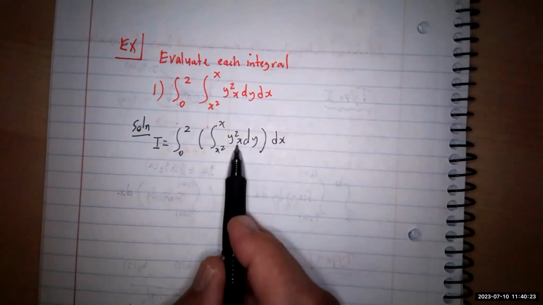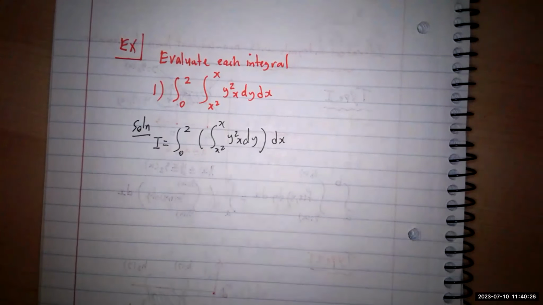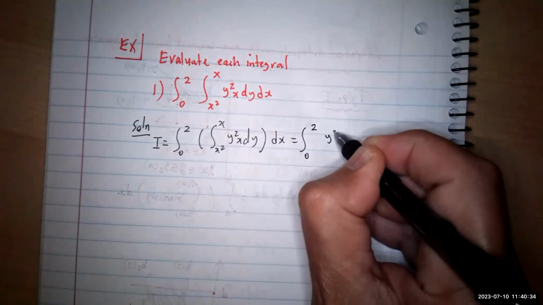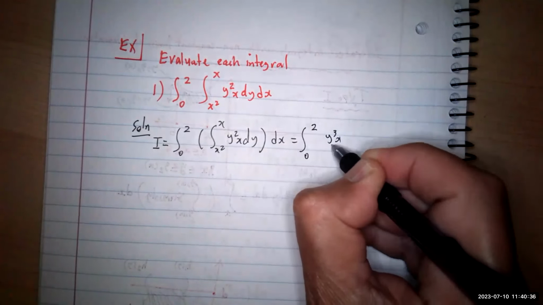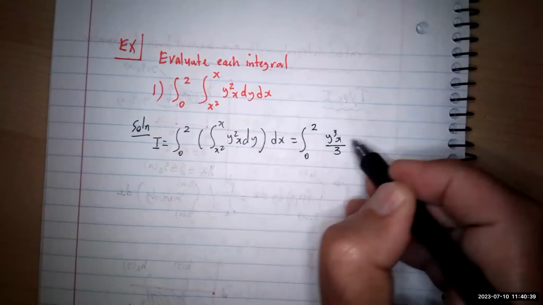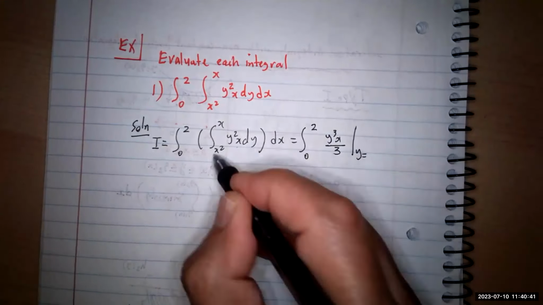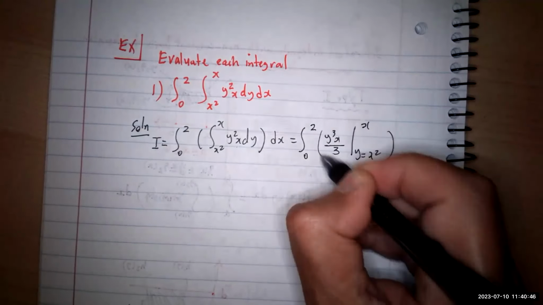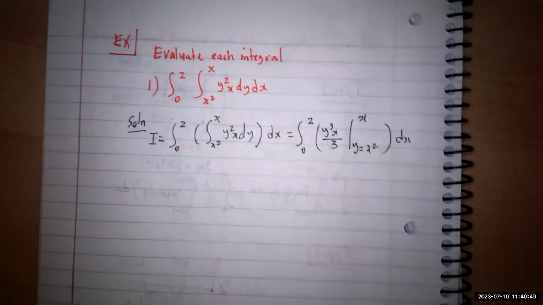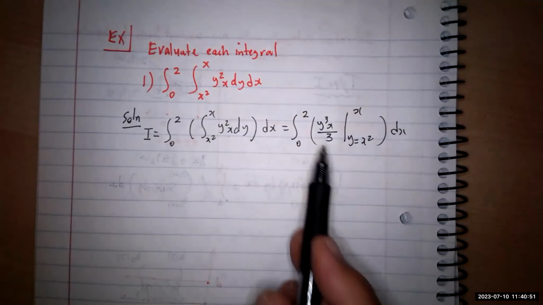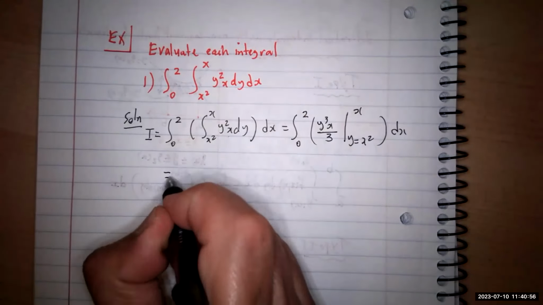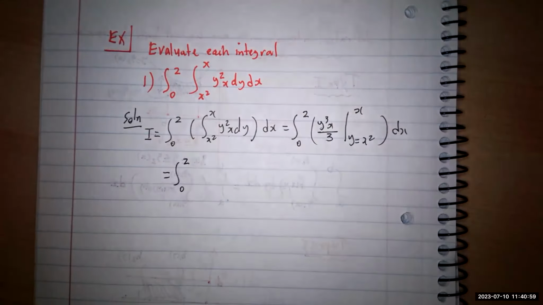With respect to y, x is a constant, so the integral of y squared is y cubed over 3. So it's going to be simply 0 to 2, y cubed times x divided by 3, with y going from x squared to x. Then when we're done with the x, there is nothing to simplify, so substitute y equal to x first. I rewrite it so you know what's going on, 0 to 2.